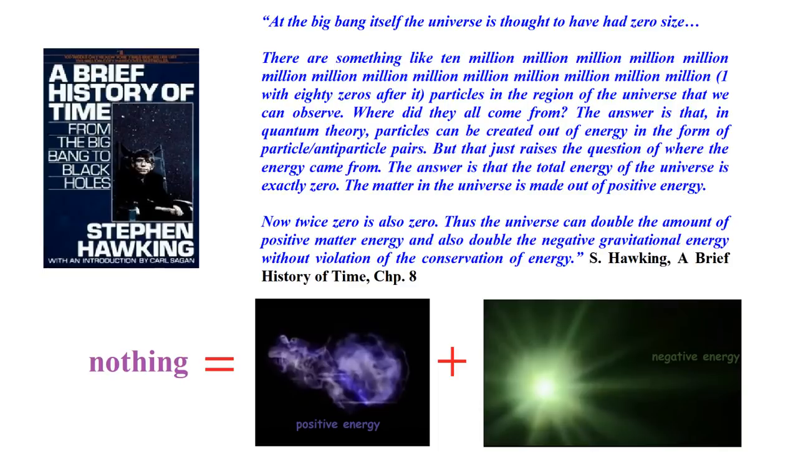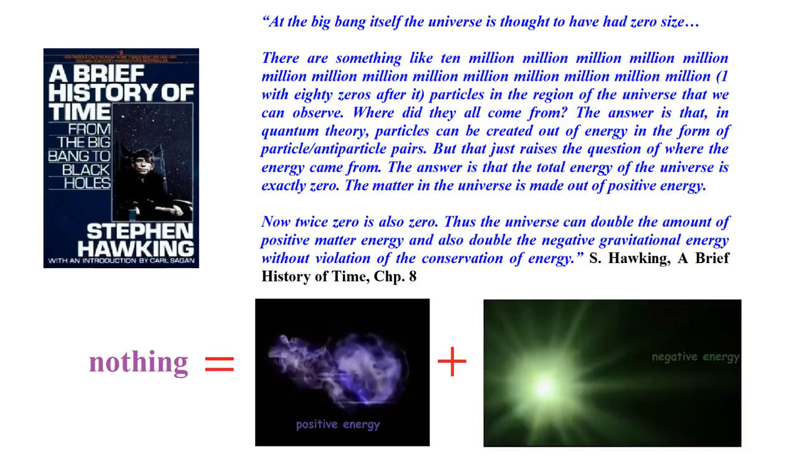The matter in the universe is made out of positive energy, gravitational energy being the negative side, right? So I guess you can say that positive energy is male and negative energy is female. I don't know if that's a valid analogy, but I'm sure they would say something like that in mathematics. They would prove that women are negative, you know.